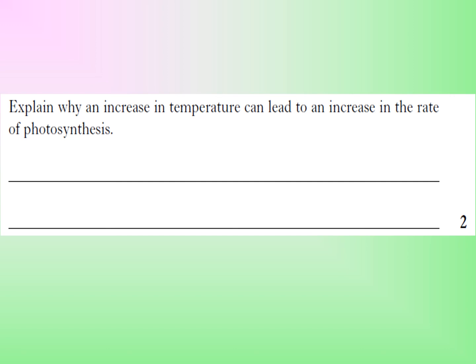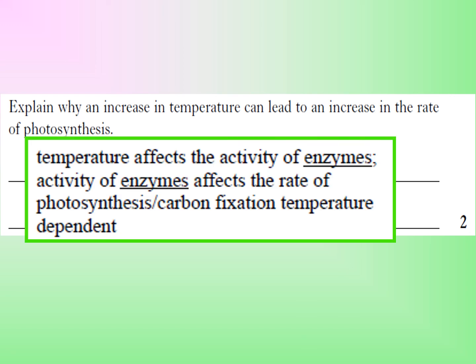Explain why an increase in temperature can lead to an increase in the rate of photosynthesis. What do we know about the second stage of photosynthesis? Well, we should know by now that it is controlled by enzymes. Now, we've done the enzyme topic and we know that enzymes are affected by temperature. So temperature affects the activity of enzymes and enzymes affect the rate of photosynthesis.